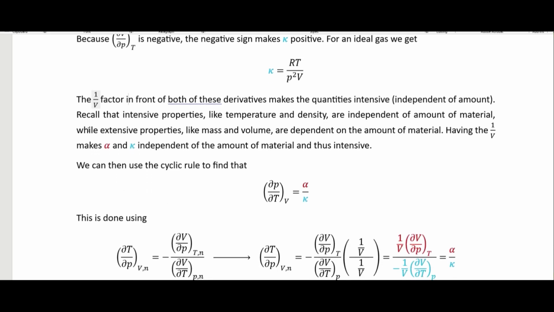So this 1 over V factor that we're putting in here on both of these derivatives, this makes the quantities intensive. So that means independent of amount. So recall that intensive properties like temperature and density are independent of the amount of material, while extensive properties like mass and volume are dependent on the amount of material. Having this 1 over V here makes the alpha and kappa independent of the amount of material, because if you add more material, that's going to increase the volume, so you're just dividing by a bigger number, and so that's going to make it independent of the amount of material.